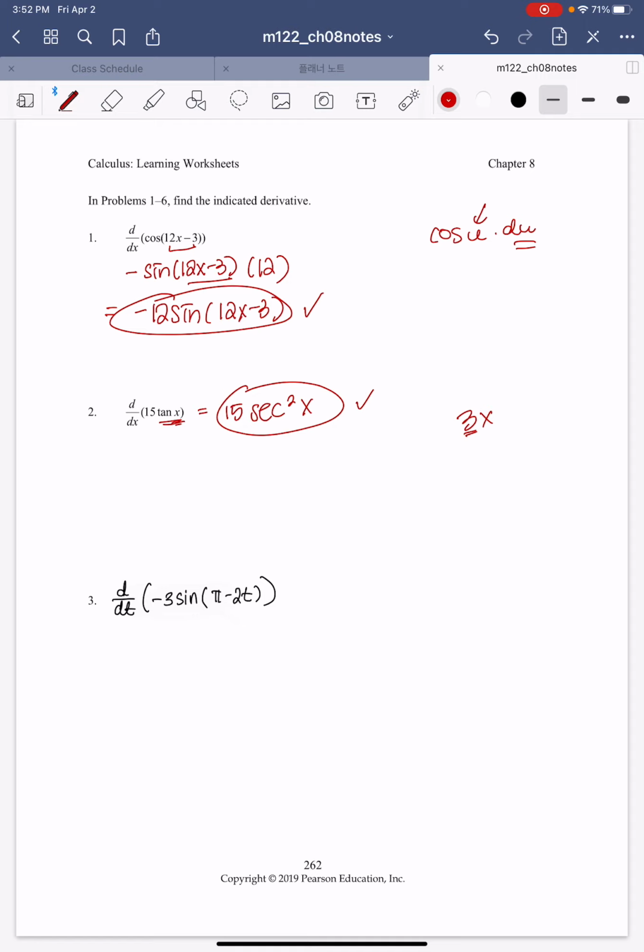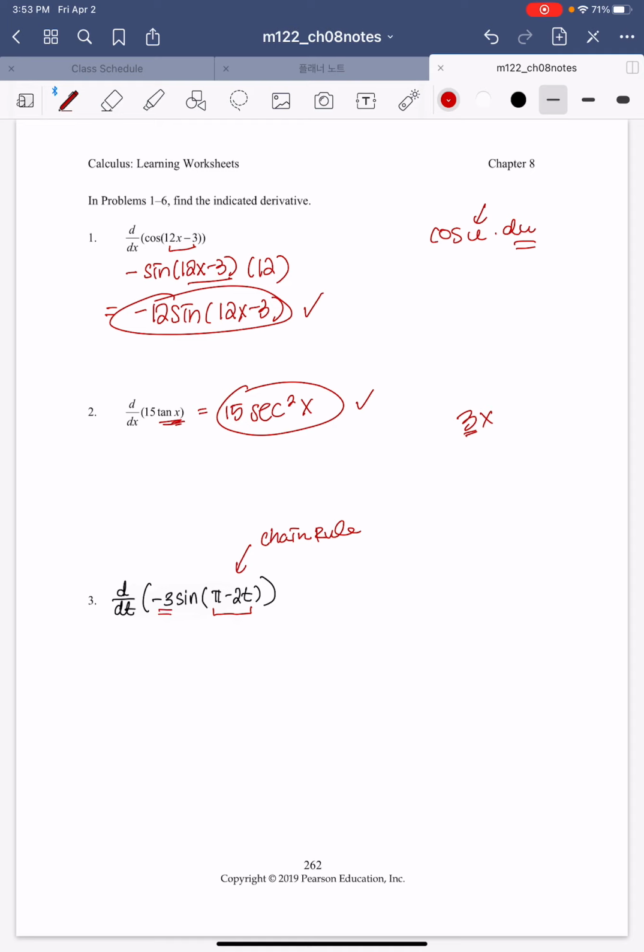Let's take a look at number 3. This is a little bit of a variety, so I tried to put in a different example. Number 3, take the derivative of negative 3 sine of pi minus 2t. If you look at what's inside of the sine, this requires the chain rule. There's something more than just the x. So we'll apply the derivative for that.